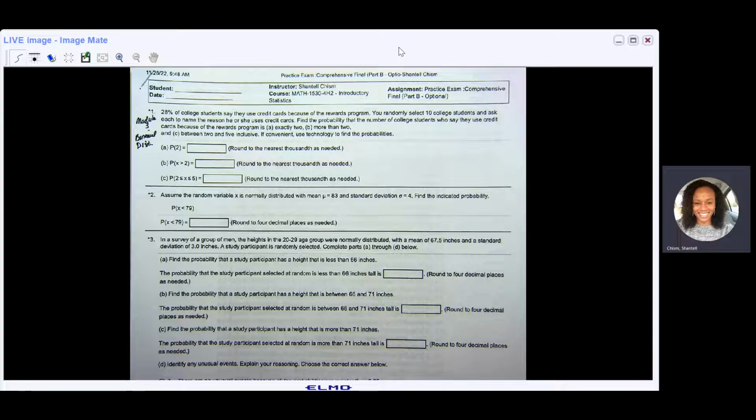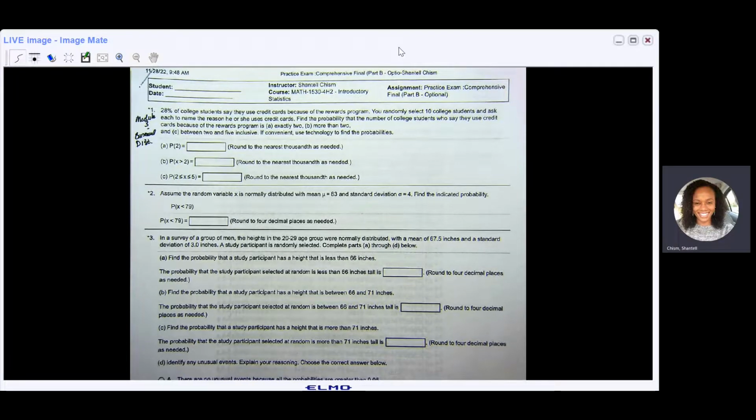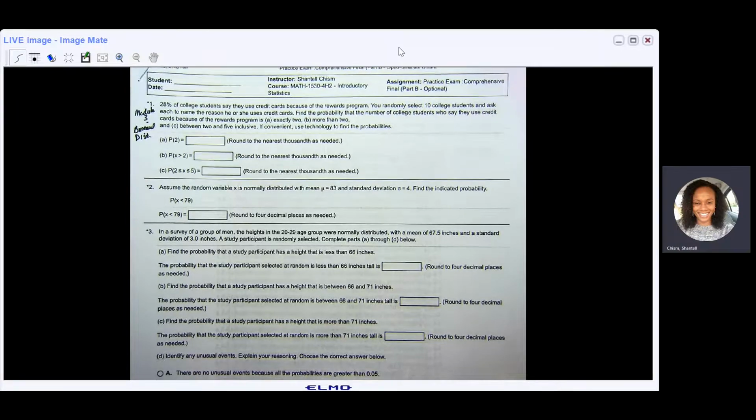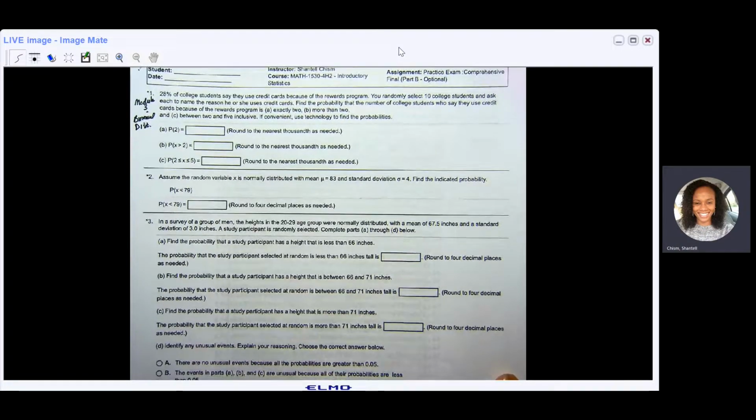So here we go. Number 1, 28% of college students say they use credit cards because of the rewards program. You randomly select 10 college students and ask each to name the reason he or she uses credit cards. Find the probability that the number of college students who say they use credit cards is A, exactly 2, B, more than 2, or C, between 2 and 5 inclusive.